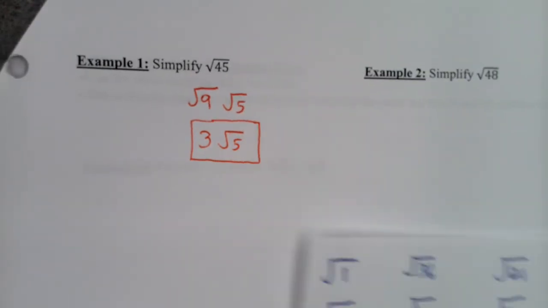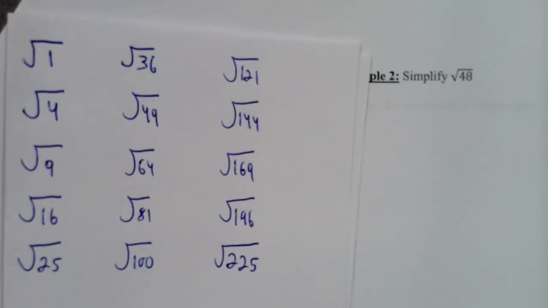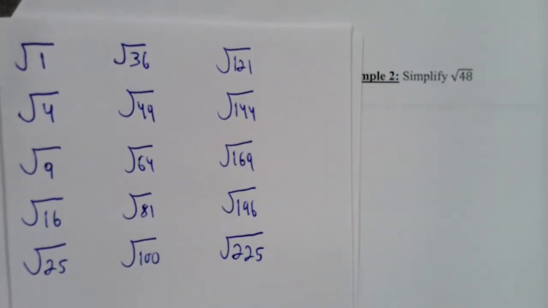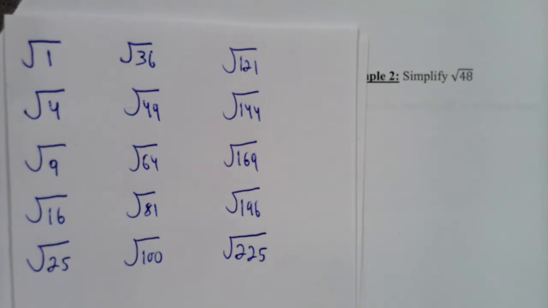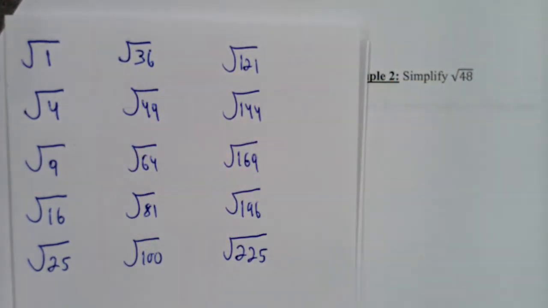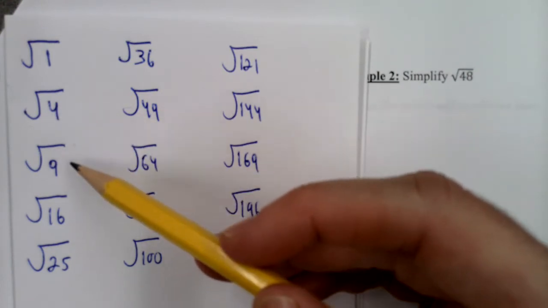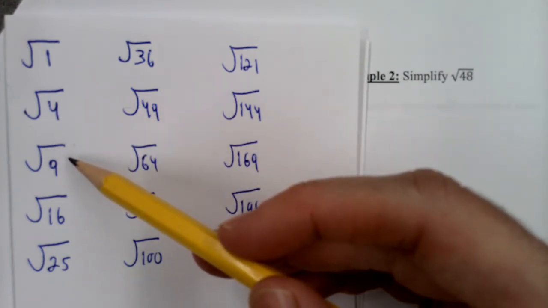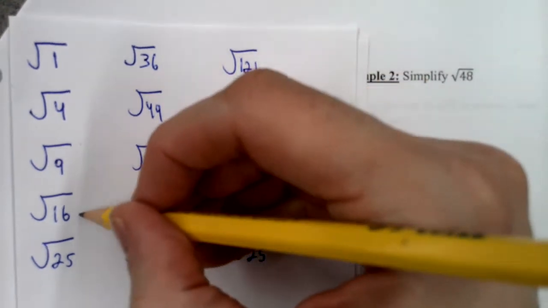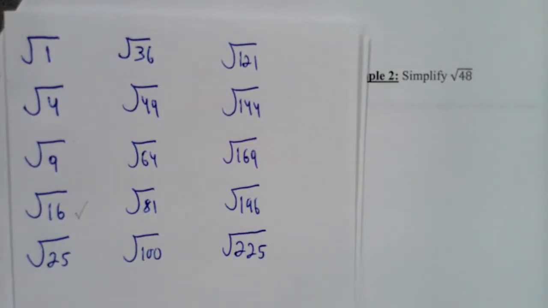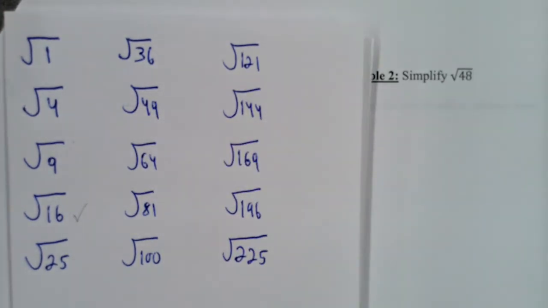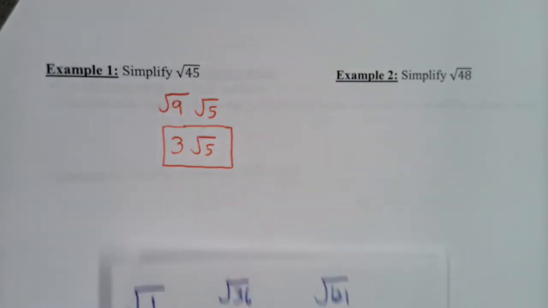Let's try another one. Simplify the square root of 48. Again, try to find the biggest number from this list that's a factor of 48. 1 always works, but you can ignore 1. 4 is a factor of 48. 9 is not a factor. 16 is a factor, and that's going to be the biggest one. I know that already. 25 is not a factor of 48. 36 is not. 49 can't be because it's bigger than 48. So 16 is the number you want to use for this one.